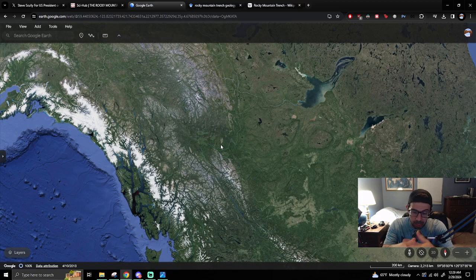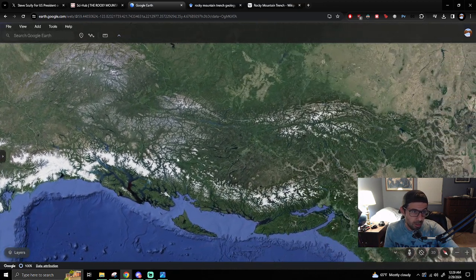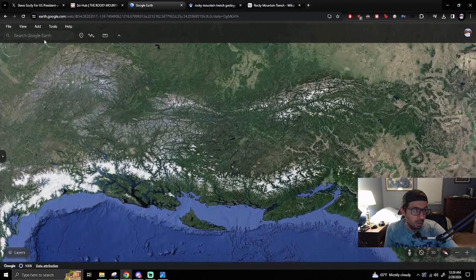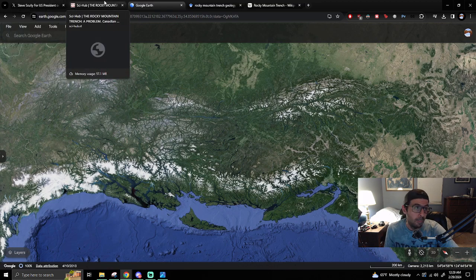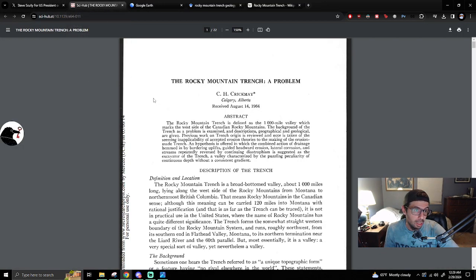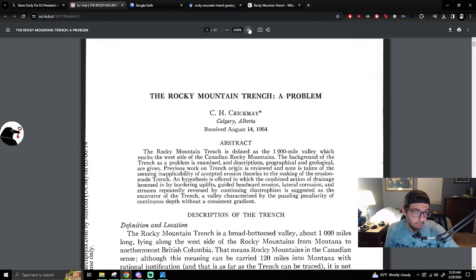So people in modern geology studying how the Missoula flood happened aren't going to look at the Rocky Mountain Trench through the same lens where it may have a relationship to the flooding in the Washington area, but it does. So we're gonna look at this paper. I underlined a bunch of things as I read it, but let's look at the abstract.